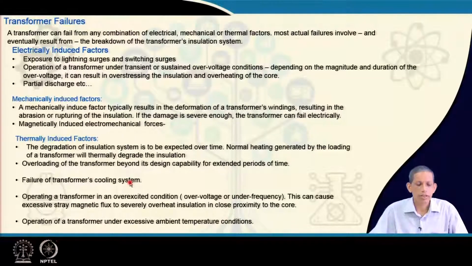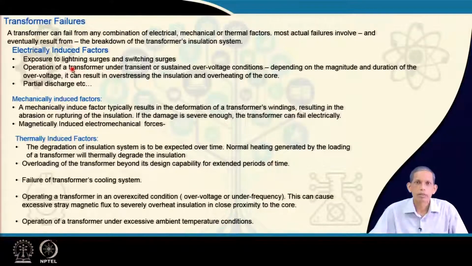Now, there are different transformer failures. It may be a combination of electrical, mechanical and thermal factors, and finally it culminates in insulation failure and the following damage to the transformer, even though it may start due to some mechanical or thermal factors. We have divided the factors for transformer failures into three categories: electrically induced, mechanically induced and thermally induced.